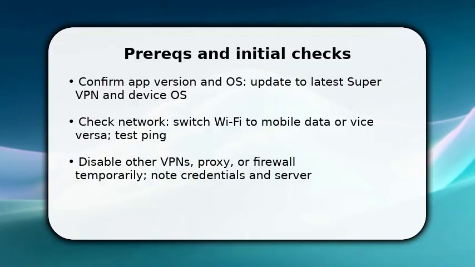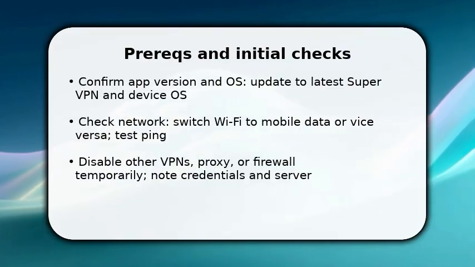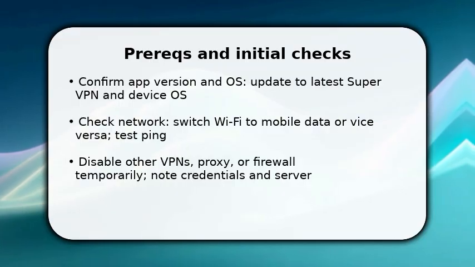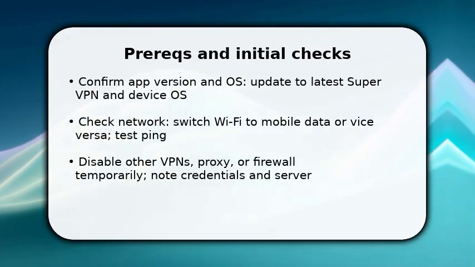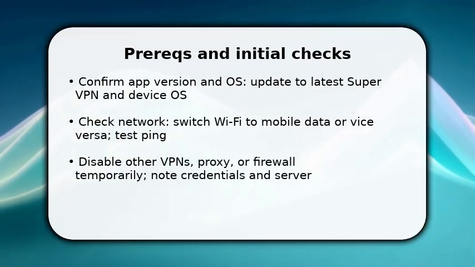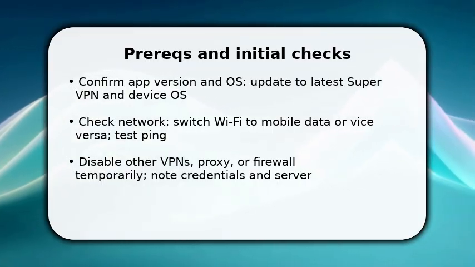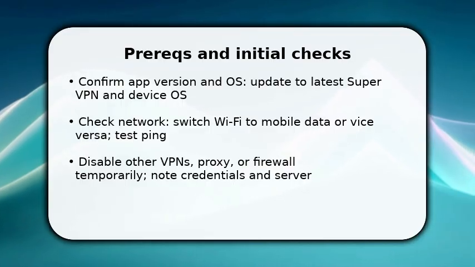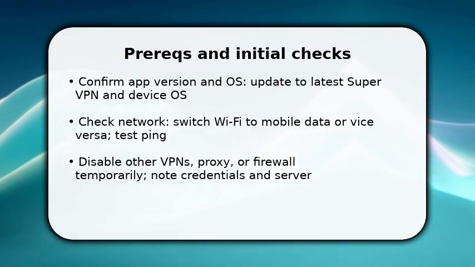You start by verifying prerequisites. Make sure SuperVPN and your OS are up to date, because mismatched versions often break handshakes. Next, test the network by toggling Wi-Fi and mobile data so you can isolate ISP issues. Once done, disable any other VPNs, proxies, or local firewalls to avoid conflicts.